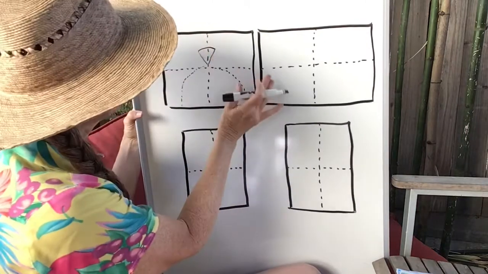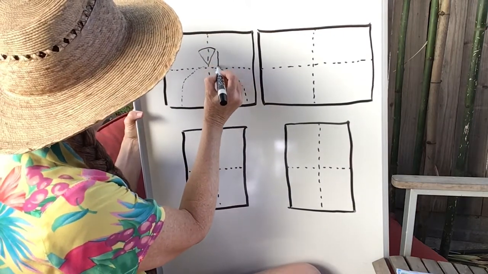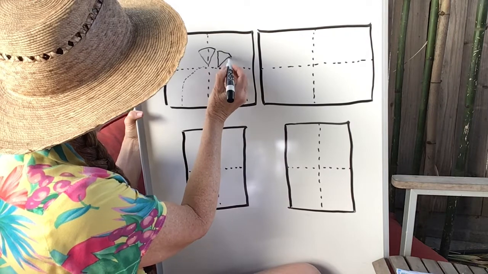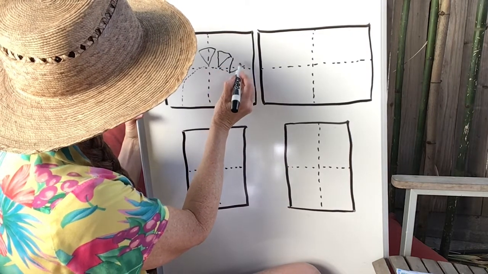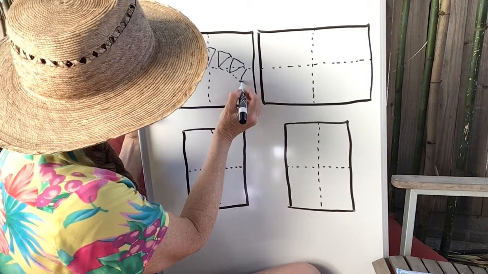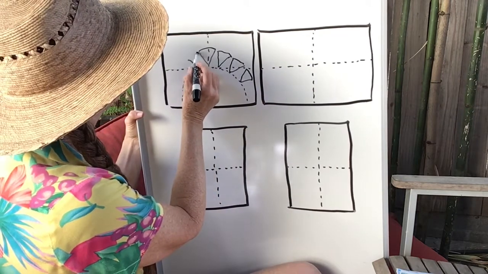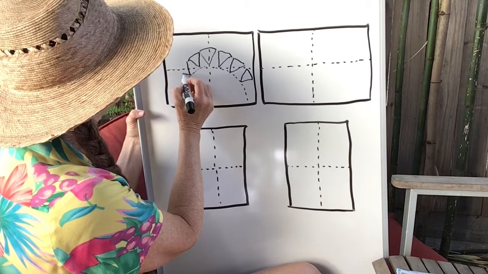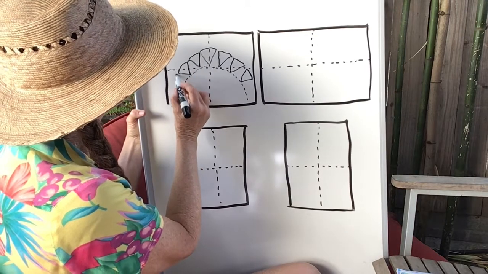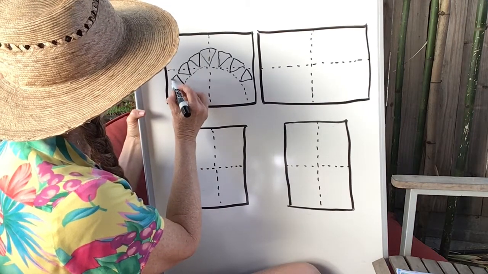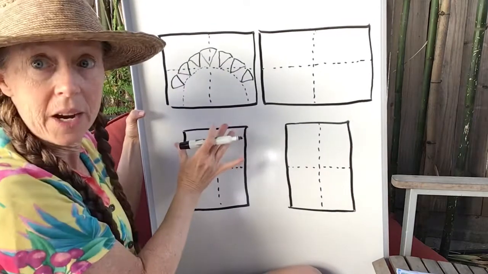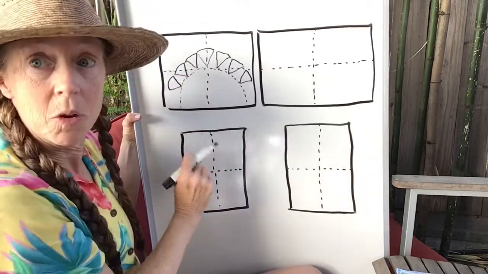So now I need to fit 3 over here. So I'm going to do 1, 2, 3. Then I'm going to do the same over here. 1, 2, 3. All right, it's not perfect, but you will take more time.